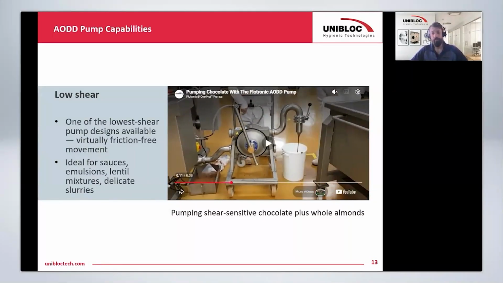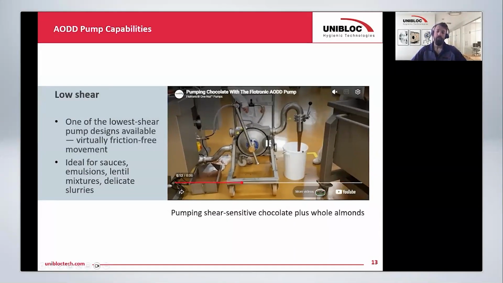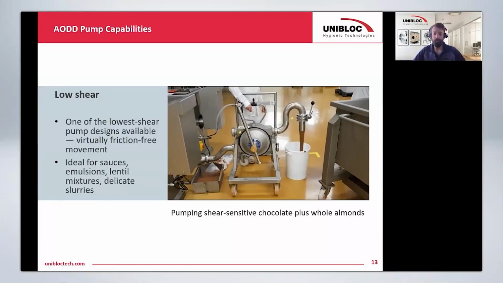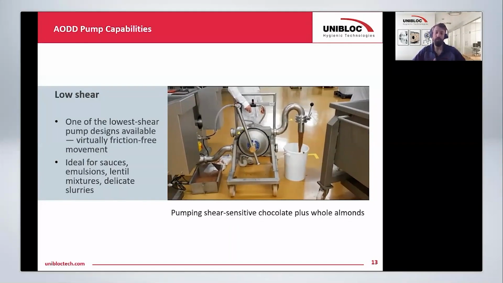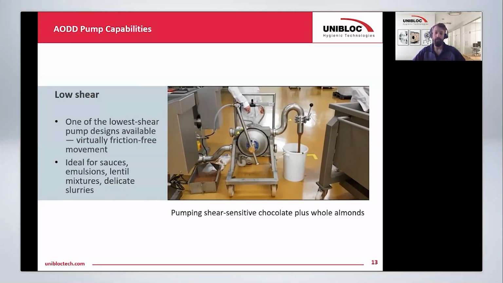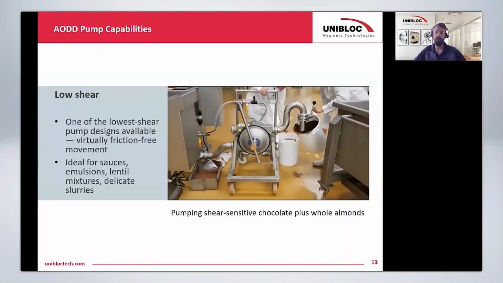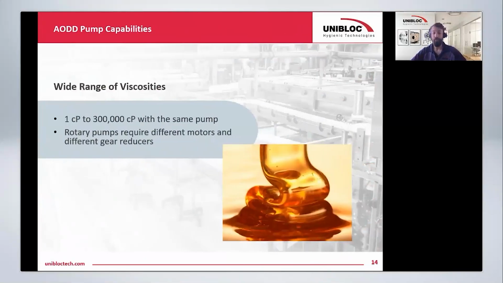Another place where the low shear comes into play is with prepared foods. We've had people who pump lentil curries, where you don't want to damage the small lentils that are already cooked. And so product preservation is a great reason to pick an AODD pump. Not only does it protect the product and handle those viscosities, it handles a wide range of viscosities. And so that's where the AODD can really set itself apart.